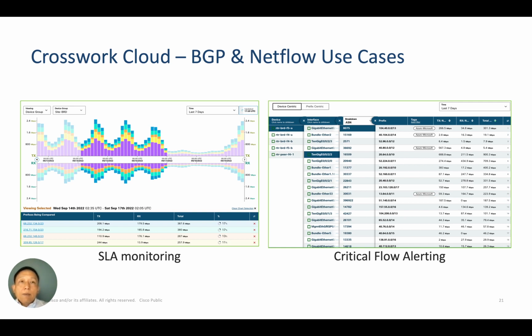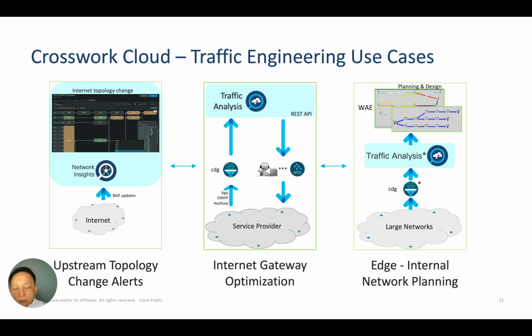It's a very well-designed solution, so it can give you a lot of value by just deploying it. And traffic engineering use cases. We talked about BGP before from Network Insights. When the topology of your upstream providers changes, that's going to impact your traffic on the edge of the network. So how do you go about doing that?